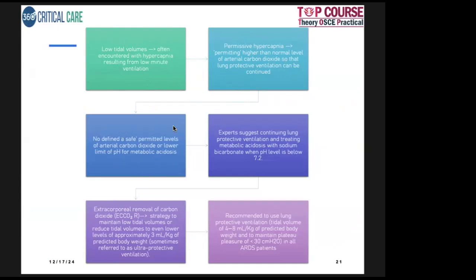There is no defined safe limit of carbon dioxide or pH target that has been indicated in the studies, but experts suggest continuing the lung protective ventilation and treating metabolic acidosis with sodium bicarbonate when the pH level is below 7.2. Okay, and we can also use ECCO2R therapy to maintain low tidal volume or reduce the tidal volume to even ultra low levels, to 3 ml per kg of predicted body weight, for ultra protective lung ventilation. Okay, so the recommended tidal volume is 4 to 8 ml per kg of predicted body weight to target a plateau pressure of less than 30 centimeters of water in all ARDS patients.